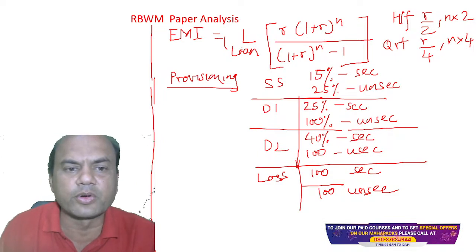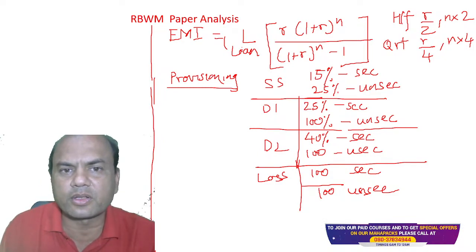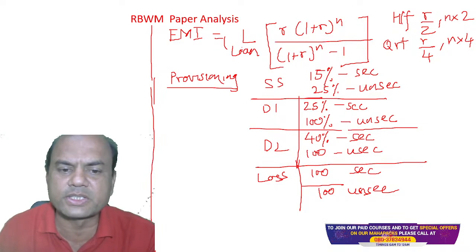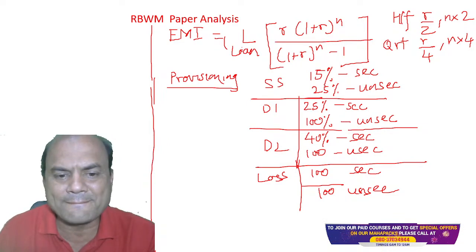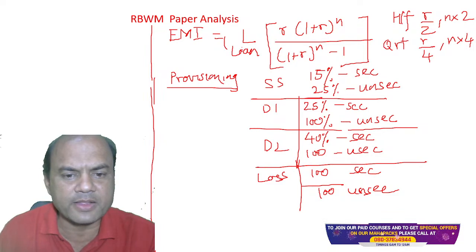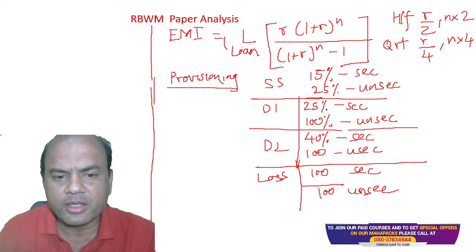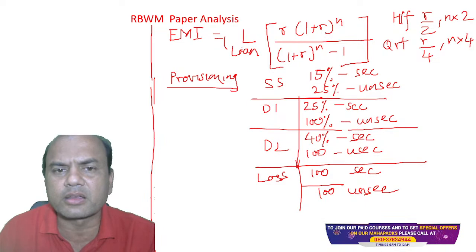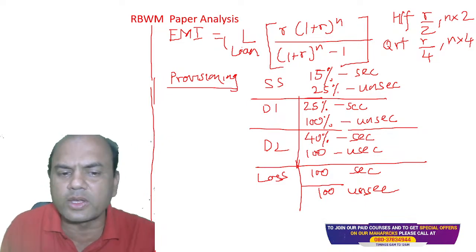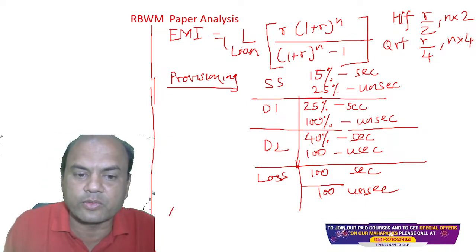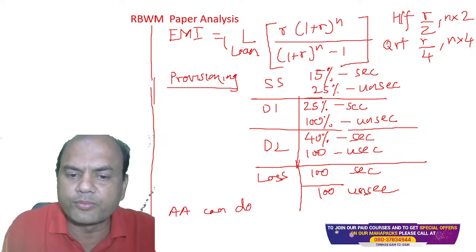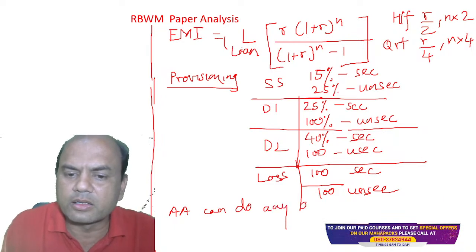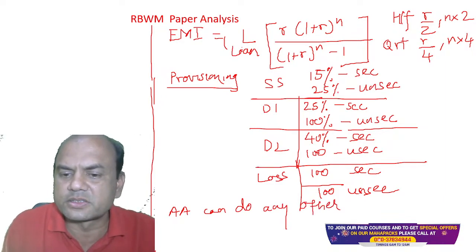Chalo. Let's move on. So next was what? Provisioning was done. Next is insurance. Who can do? Yeah, there was one question on account aggregator. They had asked, can an account aggregator do any other business?